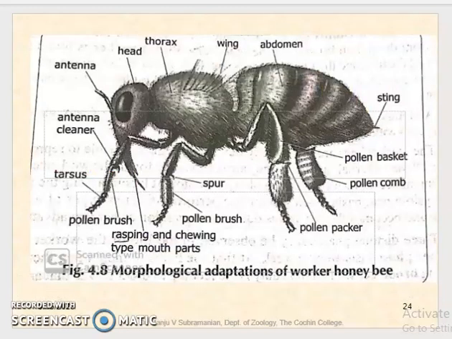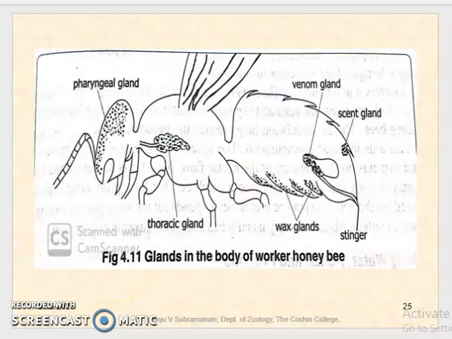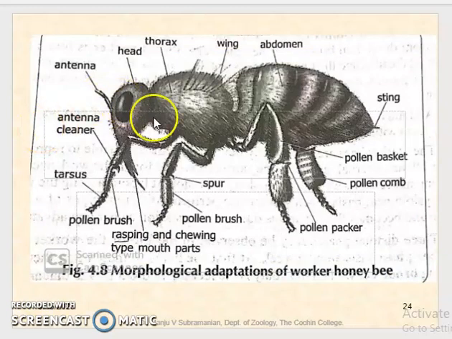So that's all about the worker, and there are certain morphological adaptations which we come across while observing a honey bee. The body of the honeybee is divided into head, thorax, and abdomen. This is the head portion, this is the thorax portion, and this is the abdomen portion. And a pair of wings are present. A sting is present, and in the metathoracic legs there is a modified structure called a pollen basket and pollen comb. A pollen packer is also present.